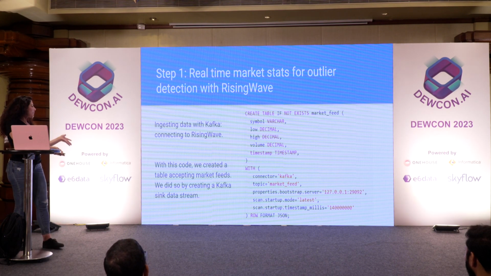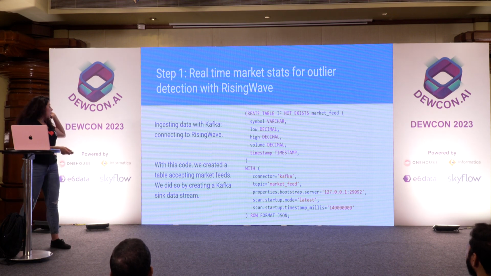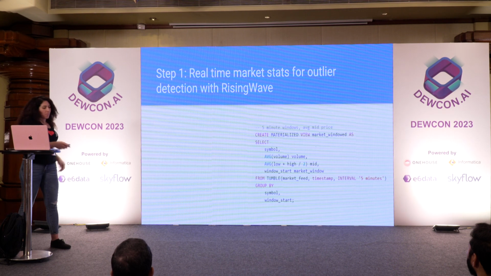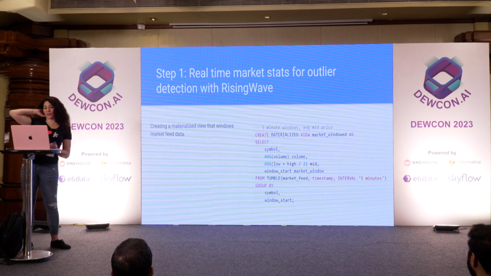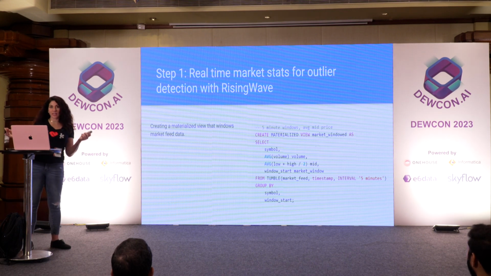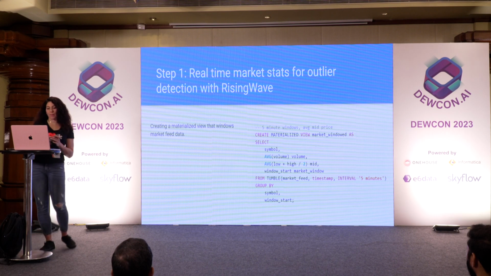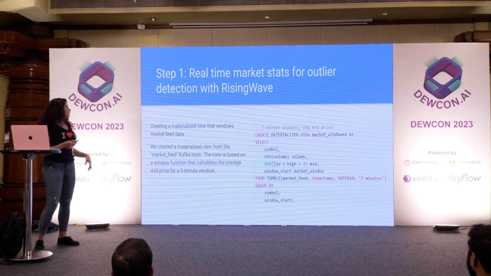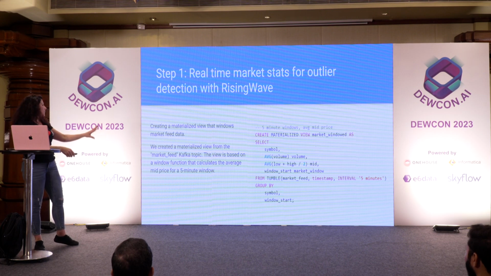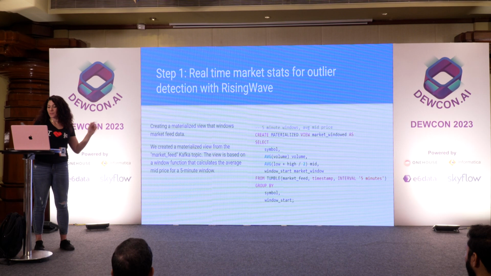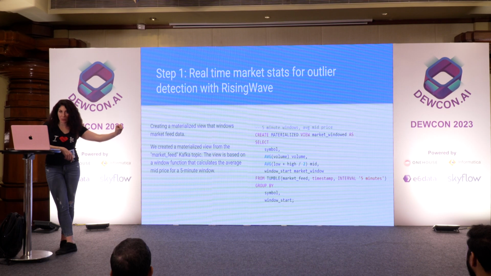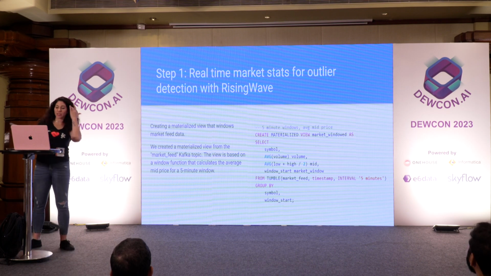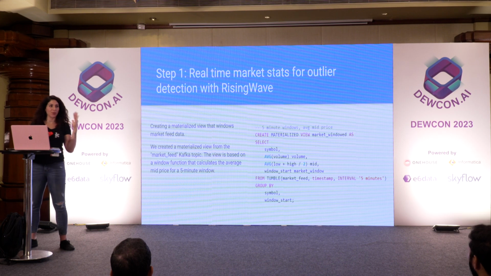So with this code, we created a table accepting market feeds, and we did this by creating a Kafka sync data stream. Okay, then we created a materialized view that basically windows the market feed data, and we created the materialized view from the market feed Kafka topic. This view is based on a window function that calculates the average mid-price for a 5-minute window. And the query groups the data by symbol and then window start time and averages the volume, low and high prices for each group.